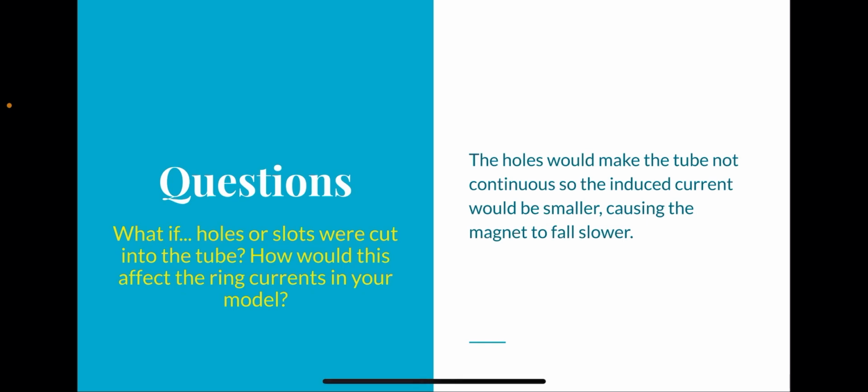And then the last question is, what if there were holes or slots cut into the tube? How would this affect the ring currents in your model? The answer would be that the holes would make the tube not continuous, so the induced current would be smaller, causing the magnet to fall even slower.